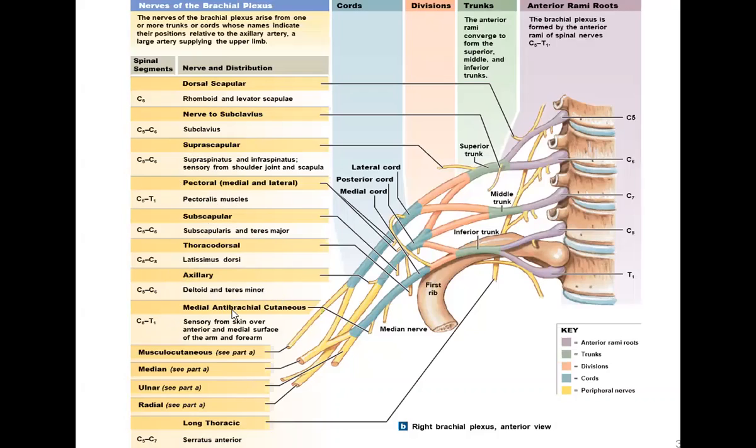and then we have this medial antebrachial cutaneous. Whenever you see something that says cutaneous, you need to think skin, okay? So cutaneous means that this particular nerve right here is going to provide the sensory from the skin over the anterior and medial surface of the arm and forearm. Now these other nerves here, musculocutaneous, median, ulnar, radial, these are the nerves that we saw as being our primary or major nerves from the brachial plexus in the previous slide. So we're going to go to a separate page for them, okay?